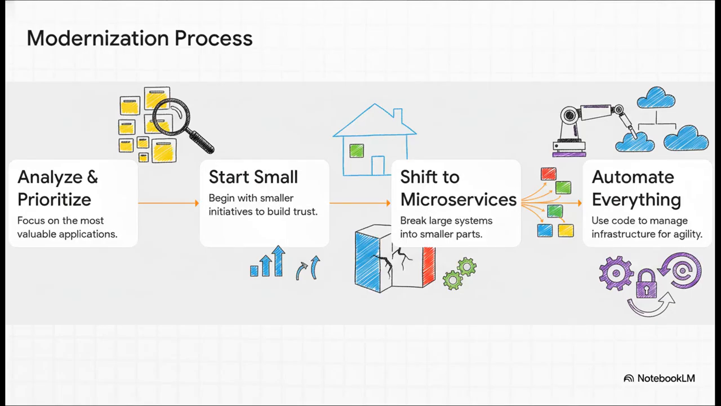So here's a proven four-point process that really works. First, you have to analyze and prioritize. You figure out which applications are the most valuable to the business and focus on those. Second, you start small. You don't try to renovate the entire house in one go, right? You start with one room, get a win, and build some momentum. Third, and this one is huge, you shift to something called microservices, which we'll get to in just a second. And finally, number four, you automate everything. You use code to manage your infrastructure so the new system is agile, tough, and secure right from the start.